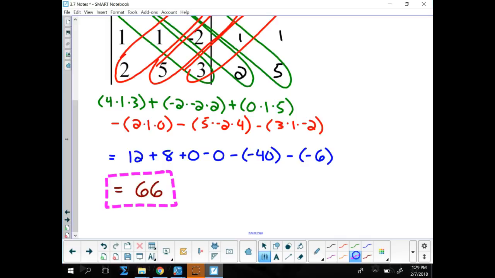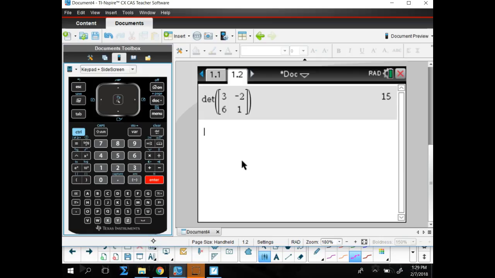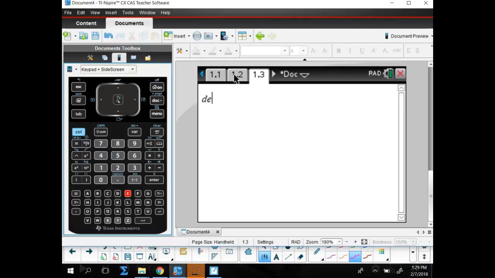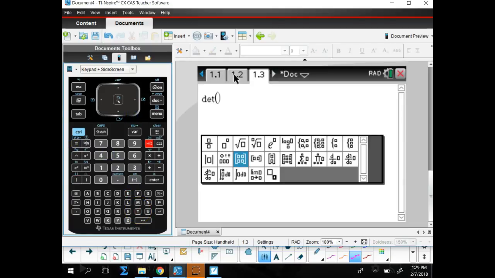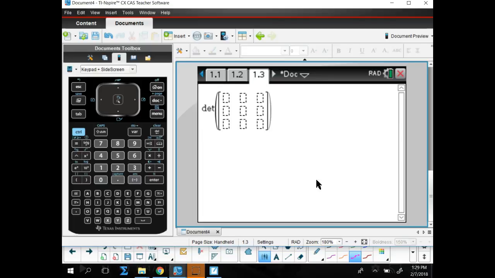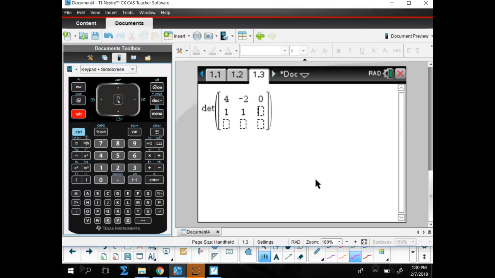On a calculator, done the exact same way as it was a 2x2, with the exception of now, instead of being able to use that 2x2 shortcut key, you have to go in and you have to use the 3x3. Okay? But it's automatically, the default is 3x3, so it goes into there. And then again, you type it in using tab. 4, tab, negative 2, and 0. 1, 1, and negative 2. 2, 5, and 3. And that gives us 66.